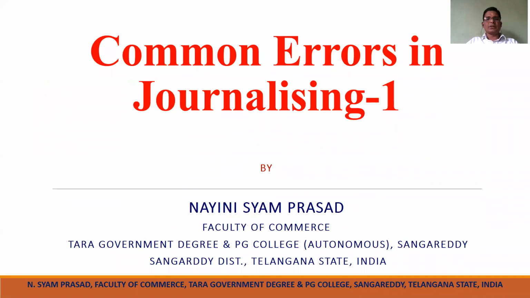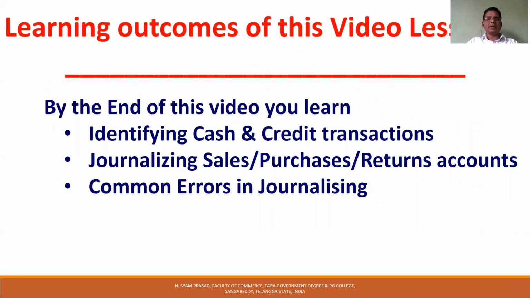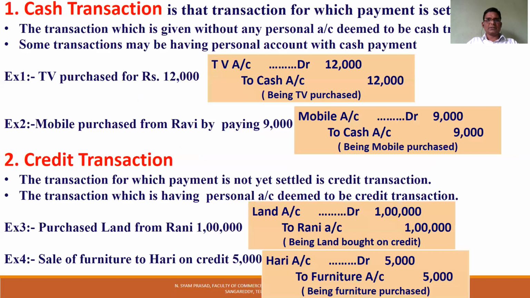Okay, common errors in journalizing. Already you know me, I'm Shyam Prasad, Faculty of Commerce in Tara Government College, and by the end of this lesson, we are going to learn what are the cash transactions, what are the credit transactions, how to identify the cash transactions and credit transactions, what are the different goods accounts used in journalizing: sales account, purchase account, purchase returns account, sales returns account, and at the same time, common errors in journalizing. Okay, let us start the first one, that is identifying the cash transaction.